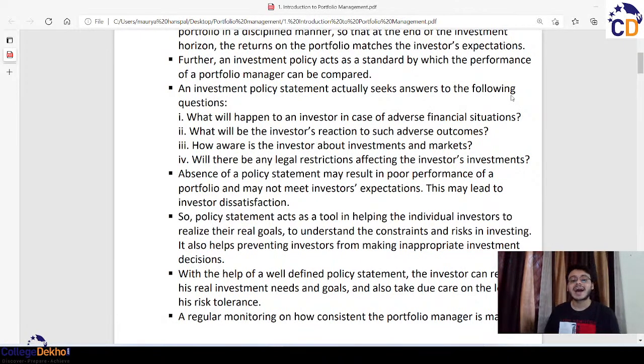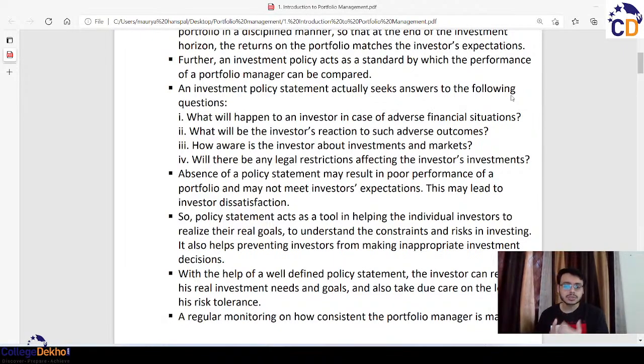So the policy statement acts as a tool in helping individual investors to realize their real goals and to understand the constraints and risks in investing. It also helps prevent investors from making inappropriate investment decisions, because ultimately all these things have to be told by you to your manager. For example, you can be a young person with fewer responsibilities who wants to take more risk. Then you might tell a portfolio manager that you want to invest a large chunk of money into equity. On the other hand, you might think investing in bonds is a good scenario because you are a risk-averse investor with a large number of responsibilities, so you invest in fixed income instruments.